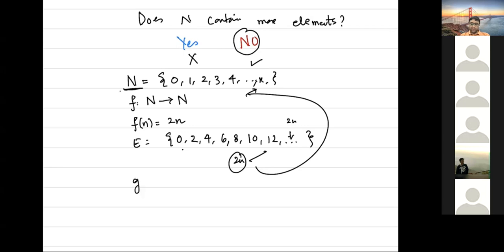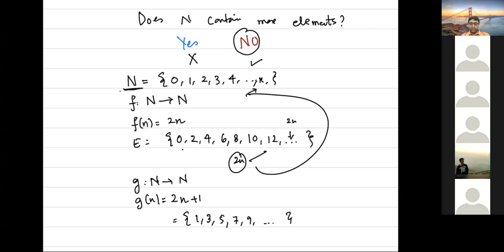Exactly the same kind of function can be written for the set O as well. And you say that g is a function which is defined as 2n plus 1. Okay. So you multiply 0 by 2, you get 0. 0 plus 1 is 1. You multiply 1 by 2, so you get 2. 2 plus 1 is 3. You multiply 2 by 2, you get 4. You add 1, you get 5. And so on.